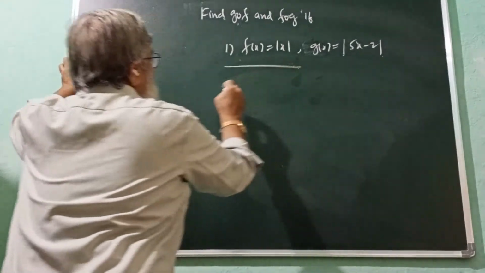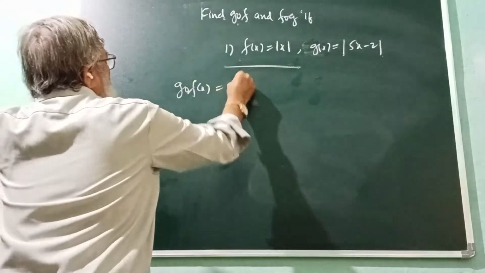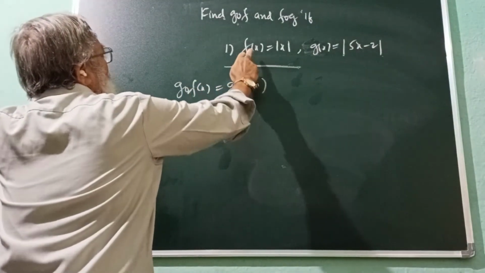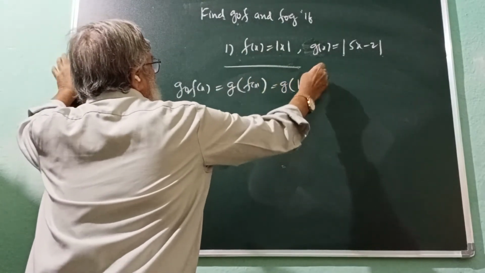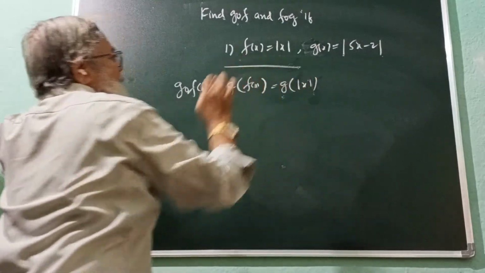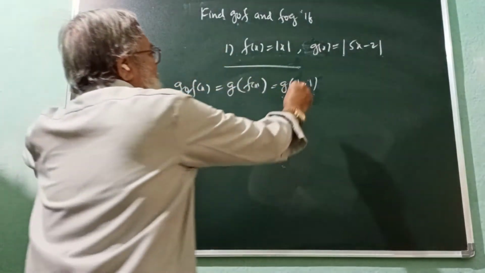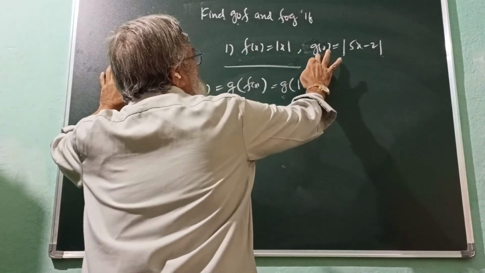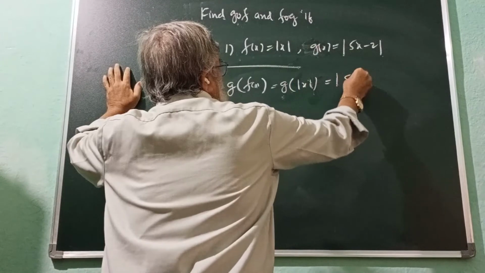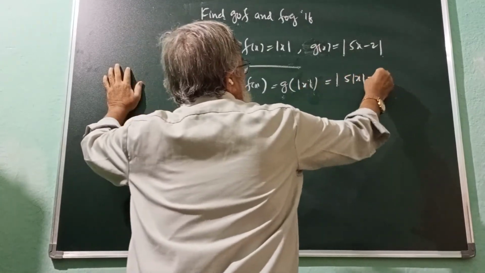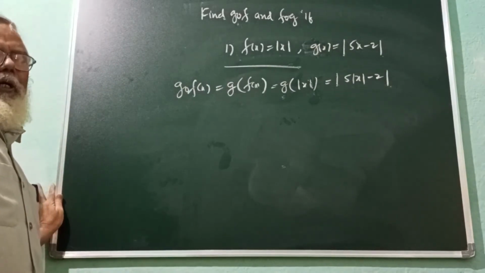Let us find out first g composition f of x, g of f of x. What is the value of f of x? It is given by mod of x. Now, while applying this function, we should treat it as x. This mod x is treated as x. So here, to apply g on that, it is mod of 5 into our x, which is mod x, minus 2 under mod. This is g of mod of x.